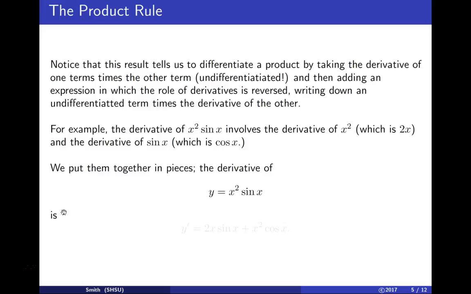The derivative of x squared sine x is 2x sine x plus x squared cosine x. In the first case, 2x is the derivative of x squared. We just wrote down sine x. Then we wrote down x squared and took the derivative of sine x.